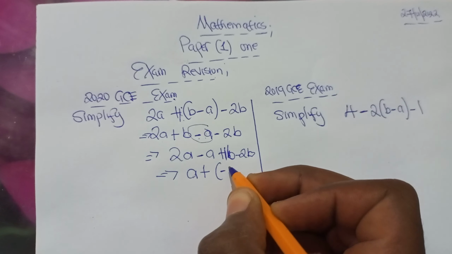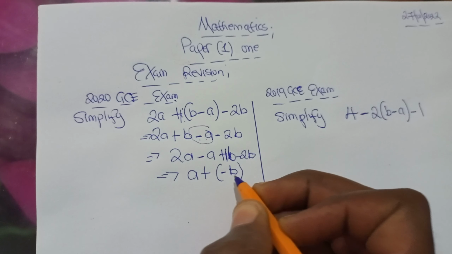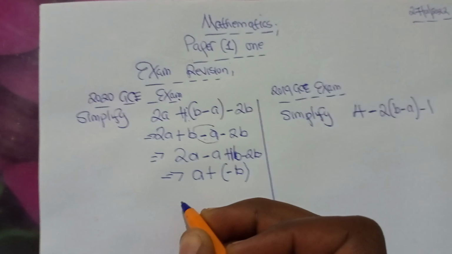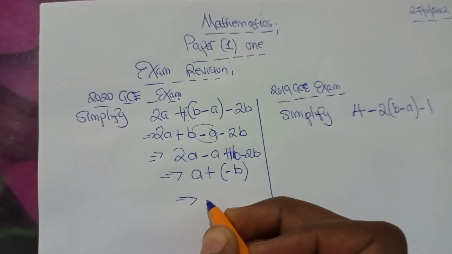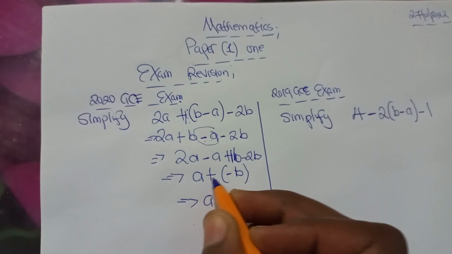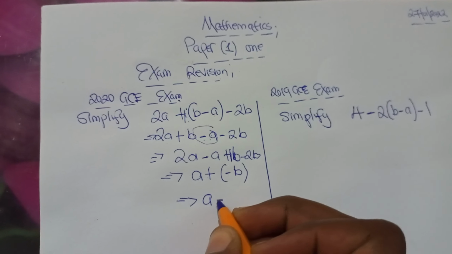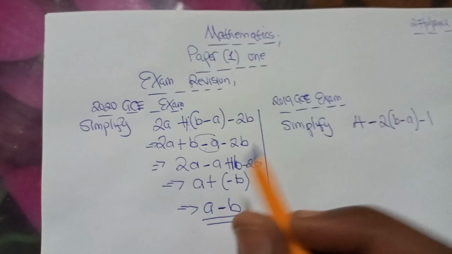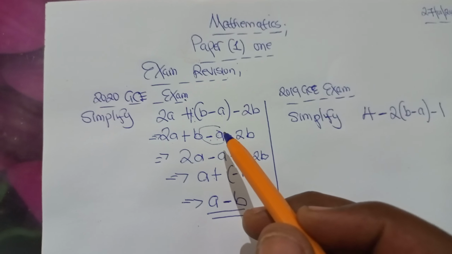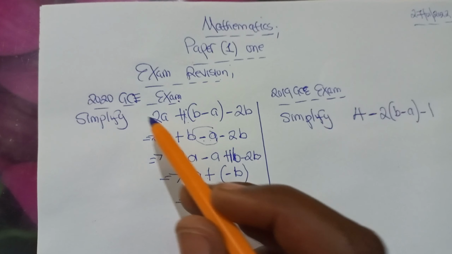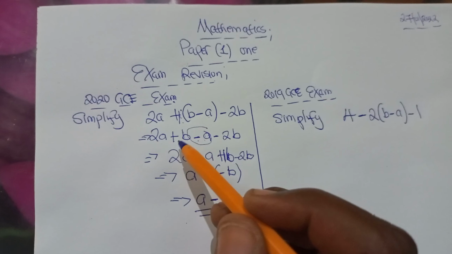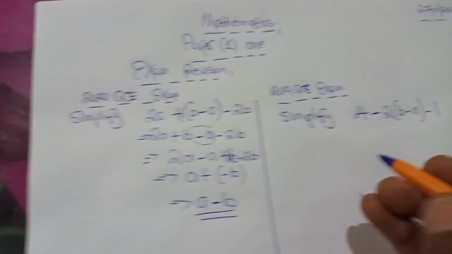Then what is common here is b. I cannot say negative 1b because 1 should always be hidden. Then here I'm going to say this is going to be a, then positive times negative is supposed to give a negative. So the correct answer is a minus b. But what was apparently important was to understand that simplification at times is all about expansion and observing the signs, just as I have done.